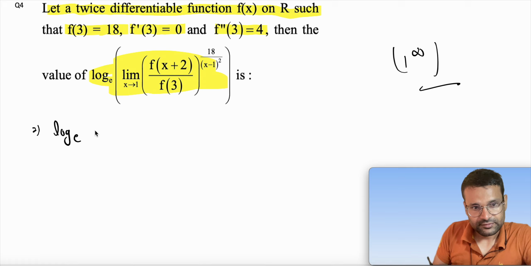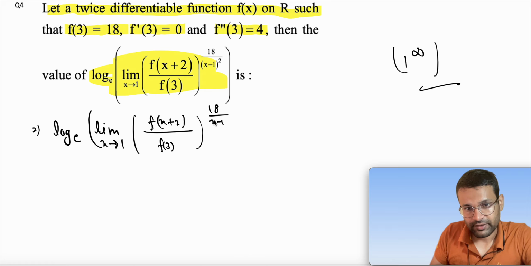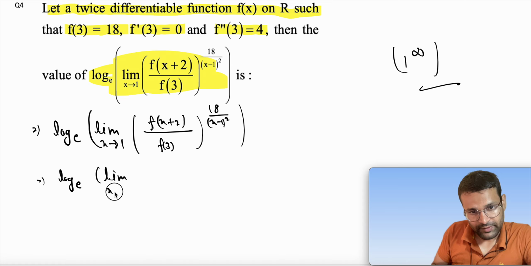Log e of limit x tends to 1, f of x plus 2 by f(3), raised to 18 upon (x minus 1) whole square. Okay, now log e of limit x tends to 1.